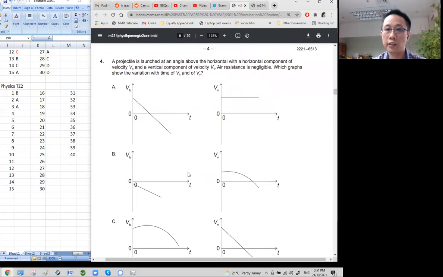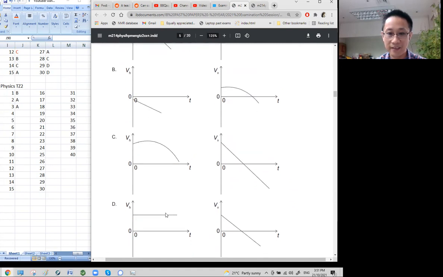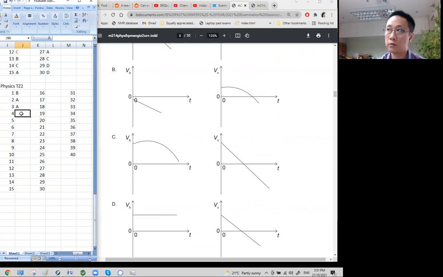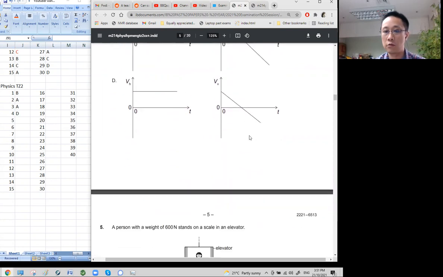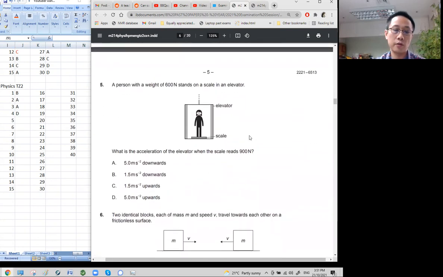Question 4, a projectile is launched at an angle above the horizontal with the horizontal and vertical components given. They're asking you how the velocities change. In the situation where air resistance is negligible, the horizontal component should remain constant, which means choice D should be the answer. And yep, because everything else is wrong. The vertical component will decrease in magnitude to 0 as the object rises to the top, and then it will become more negative at a linear rate because that's how gravitational acceleration works.